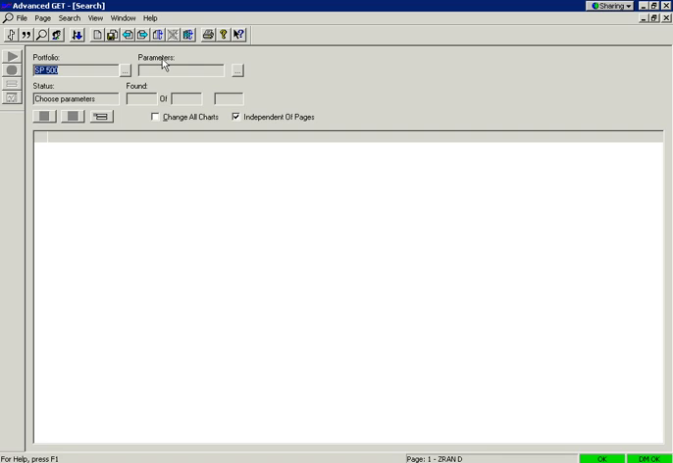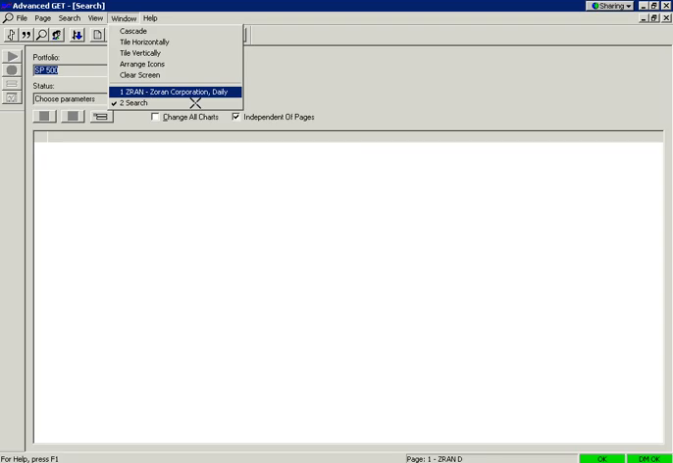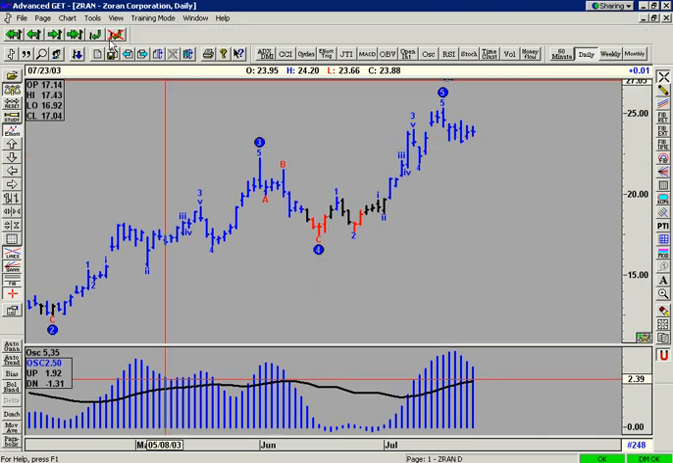Next thing we have to establish is what parameters we're going to look for. And this is where we get specific about the type of search that we're going to look for. The first demonstration I'm going to do is concerning the Type 1 buy. Everybody remembers a Type 1 buy. I'll go over it again here on the ZRAN chart again.